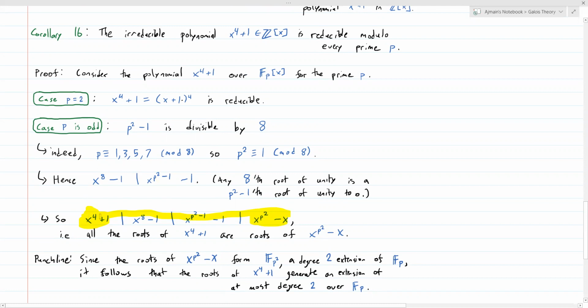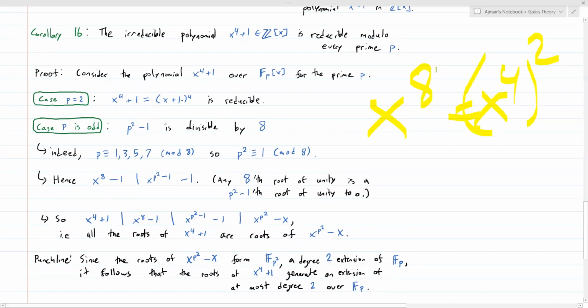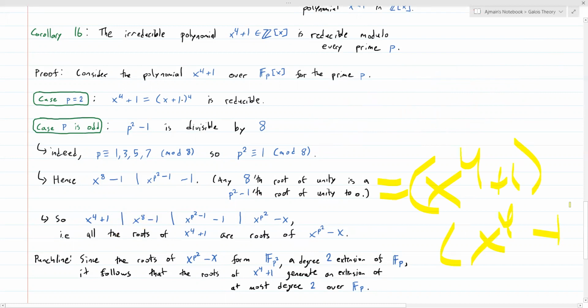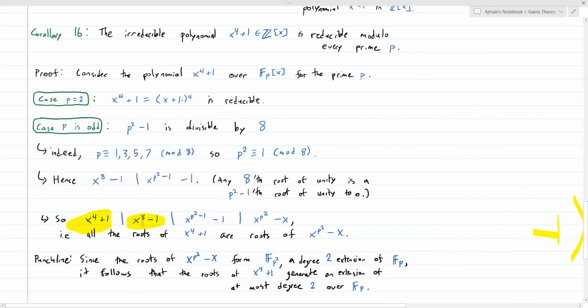But first of all, why is x to the 4th plus 1 a factor of x to the 8th minus 1? Well, this is because of that difference of squares thing. So what is x to the 8th anyway? x to the 8 is x to the 4th squared. So x to the 8 is a square, right? And so x to the 8 minus 1 is a difference of squares. So x to the 8 minus 1 can be factored as x to the 4th plus 1 times x to the 4th minus 1, using the difference of squares property. So this guy is a factor of this guy.